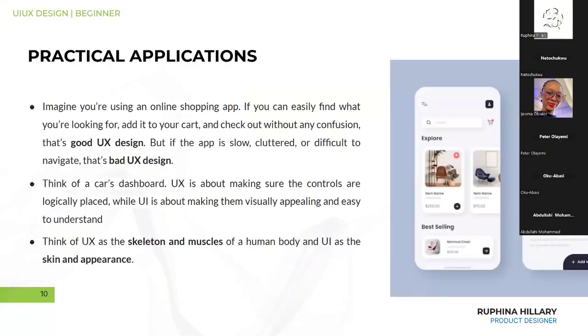Okay, so this is another just practical applications. I just brought a lot of different applications to show you the clear difference between UI and UX. So you can think of UX as the skeleton and the muscles of the human body. It's what makes us move and do our activities. And the UI is our skin and our appearance, how we look, our colors, and all that. So they work hand in hand to make a digital product what it is.